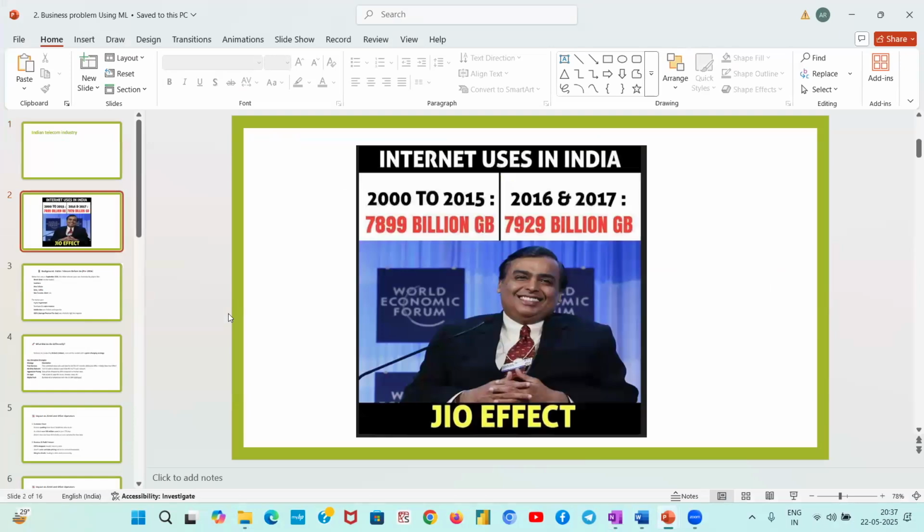Look at this problem, look at this effect. What happened? I'm sure most of you have seen a drastic change in your lifestyles. It was in 2016 that Jio was launched. Before that, from 2000 to 2015, we generated 7,899 billion GB using Google search, YouTube, WhatsApp, and other things. It took 15 years for us. But after launching Jio, you know how drastic the changes were. What was this?